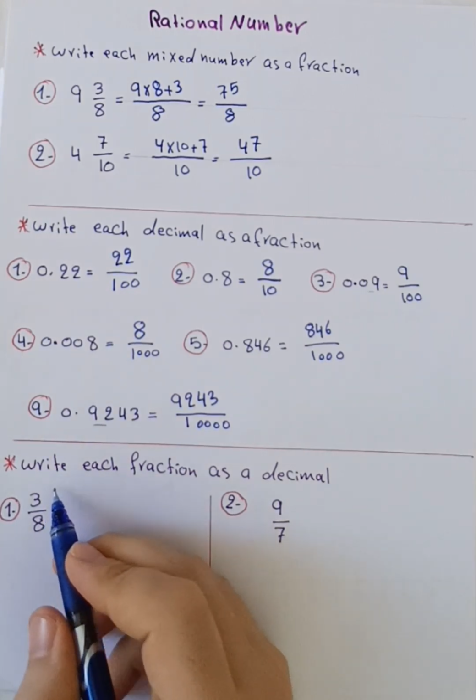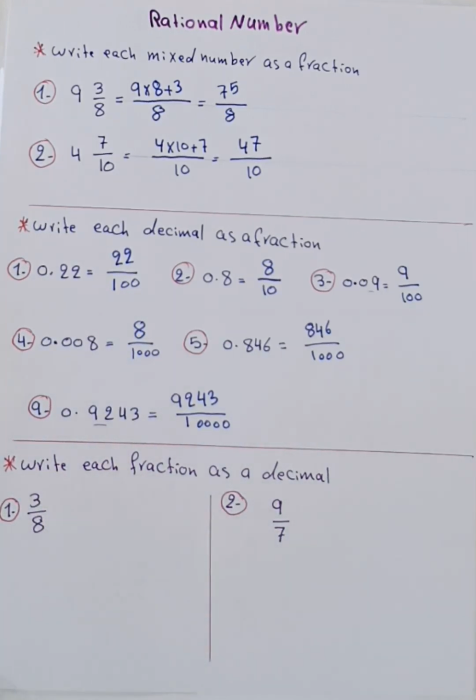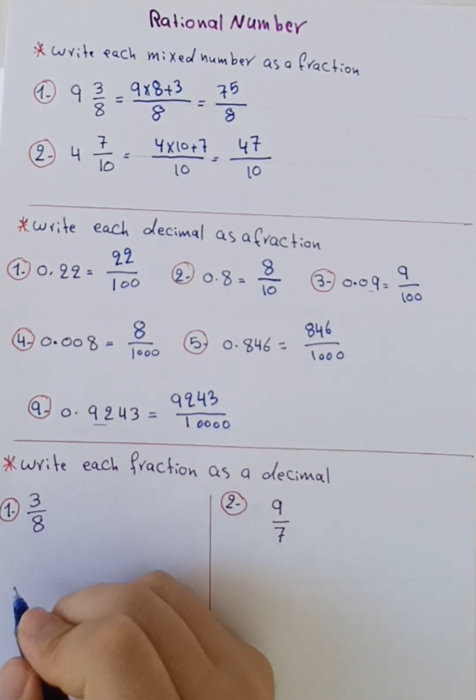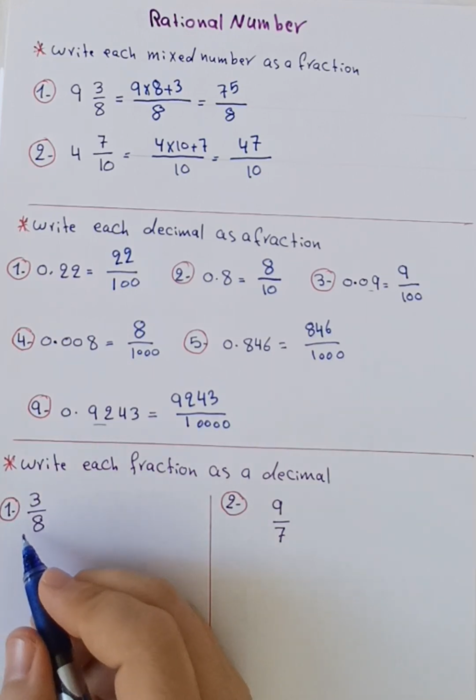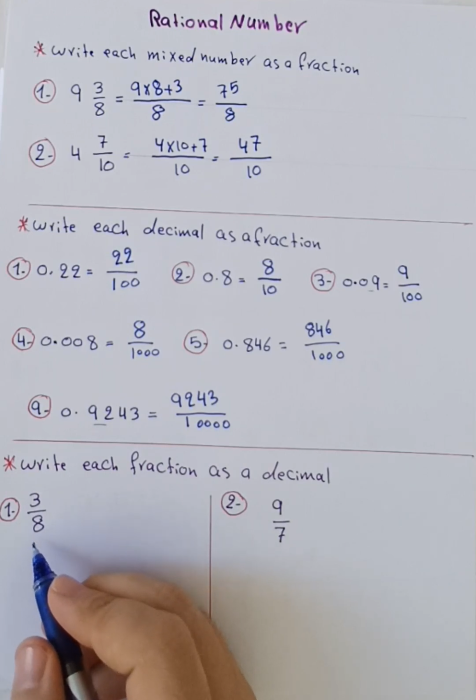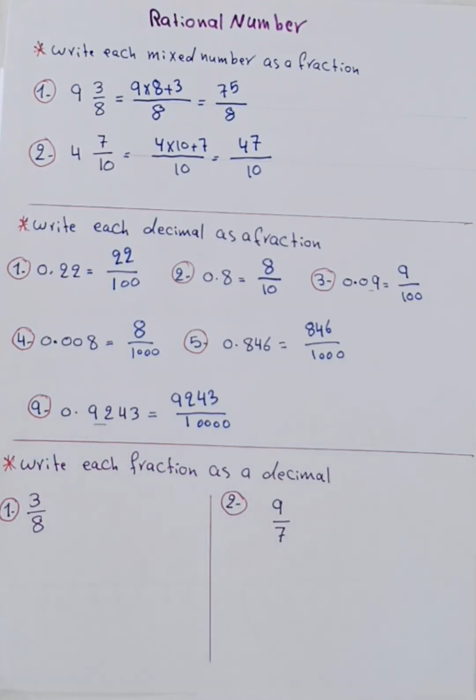In this part of this lesson, write each fraction as a decimal. We have 3 out of 8. When we want to change a fraction to a decimal, we have two ways. The first way, we have to look at the denominator. If the denominator can be changed to 10 or 100 or 1000 by multiplying, you can use the multiplication way.